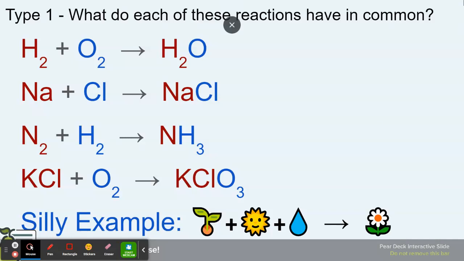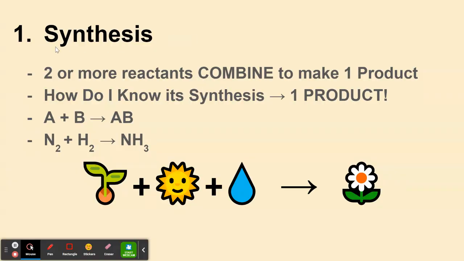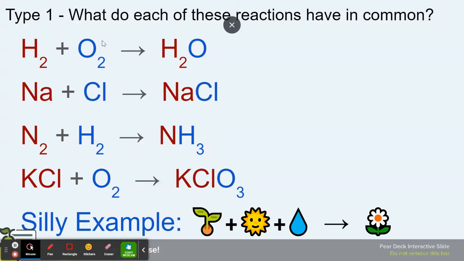Okay, so when we look at all of these reactions, you might have said a bunch of different things, and whatever you said is fine. But when we look, you're going to start to notice that we have things combining. So this is what's known as a synthesis reaction. In a synthesis reaction, the substances combine to make one product. Here I have two things combining to make one product. I have these two combined to make one thing. This makes one thing. This makes one thing. So we have two or more things combining to make one product.